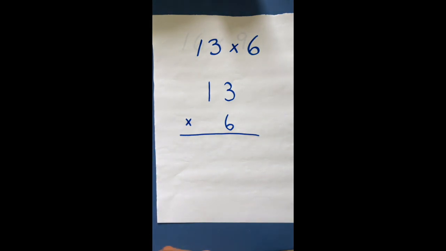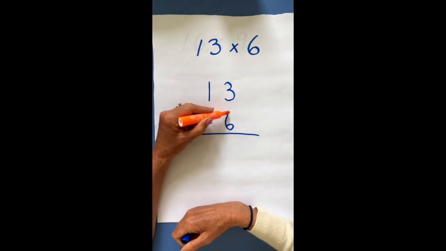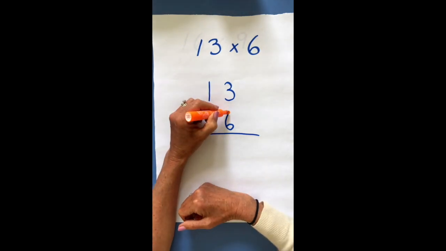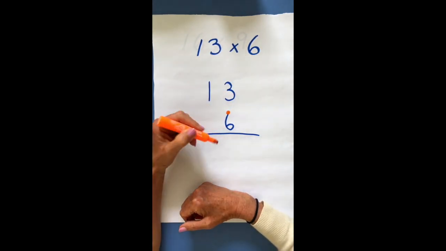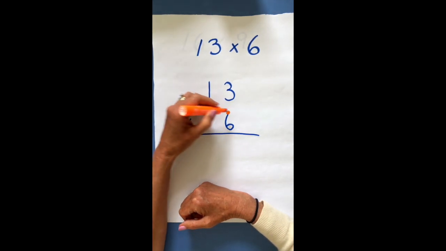The second thing I'm going to do is put a dot, and now I'm going to multiply this. I'm going to take the 6 and multiply it by each the 3 and the 1 on top. Whenever you're doing this, you always should go to the ones house first, just like you did with adding and subtracting. So here I go.